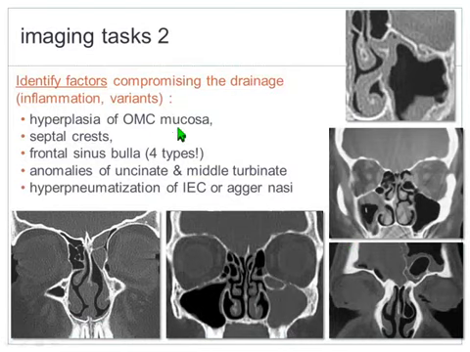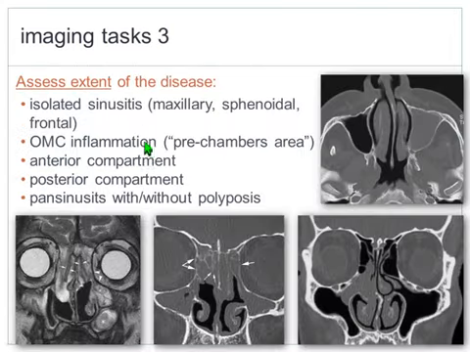Task number 2 is to identify the factors that will compromise the drainage, like inflammation or variants, hyperplasia of the mucosa at the level of the osteomeatal complex, the presence of a septal crest like this one, or the presence of changes in the anatomy like the paradoxical bending of the horizontal portion of the middle turbinate like in this case, or the presence of additional cells inside the frontal sinus that could prevent a normal drainage from the sinus inside the middle meatus. So this is very important. And this is the checklist of all those different conditions.